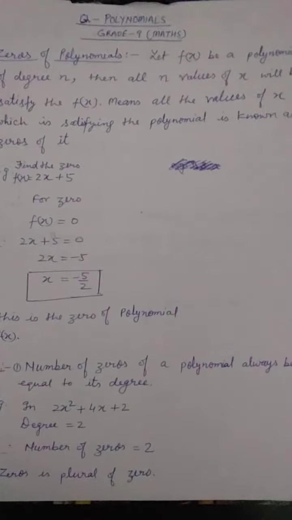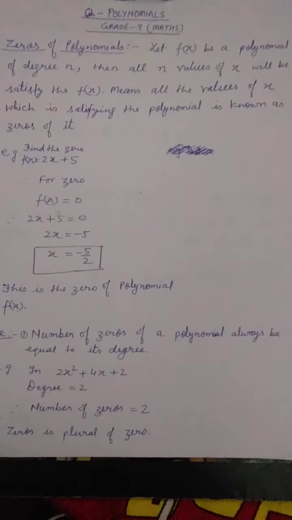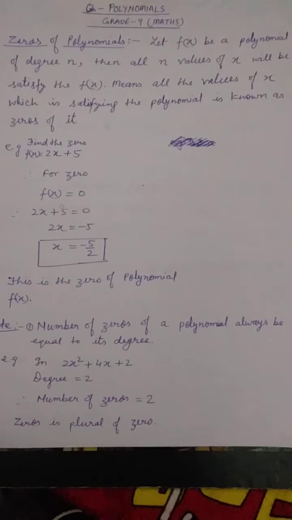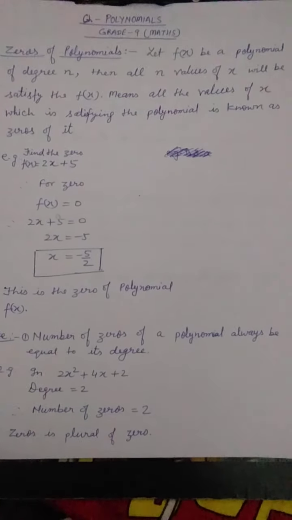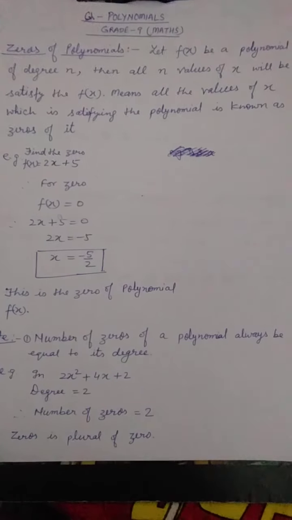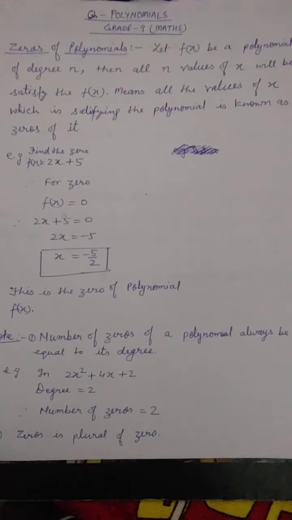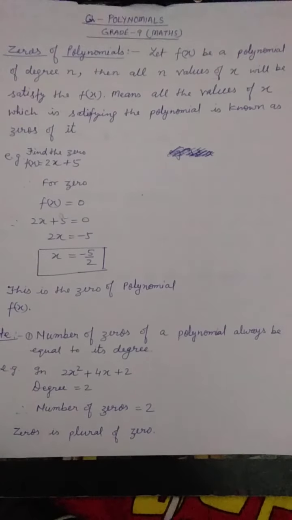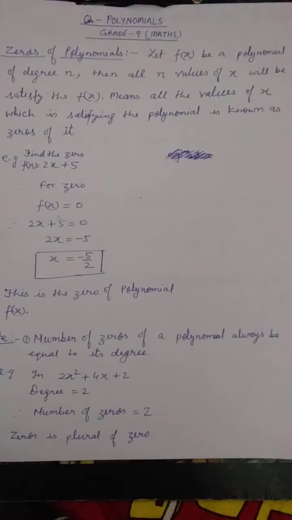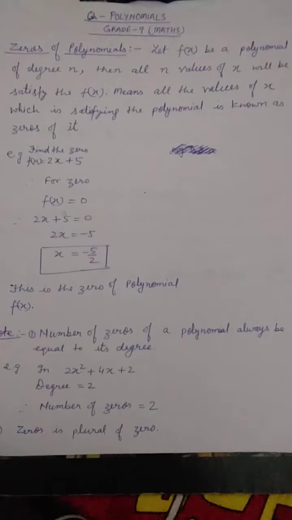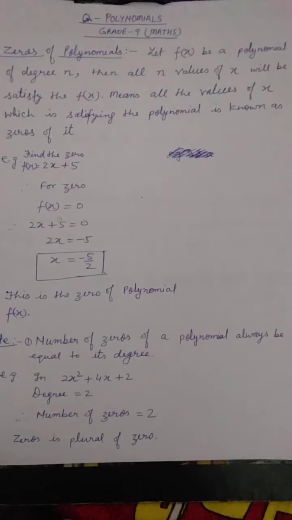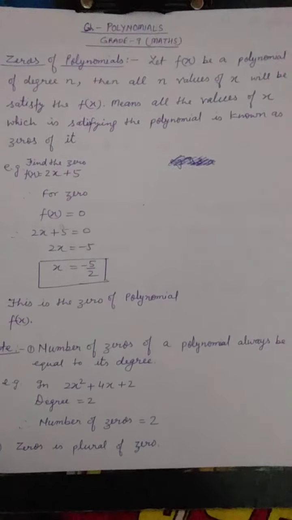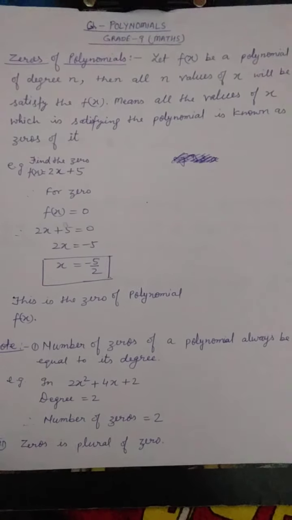See, in this paper I have written the heading zeros of polynomial. Zeros of polynomial means if any polynomial is written and we are looking for the zeros, then we should focus on the degree of that polynomial. If the degree of the polynomial is n, then the number of zeros will be n.